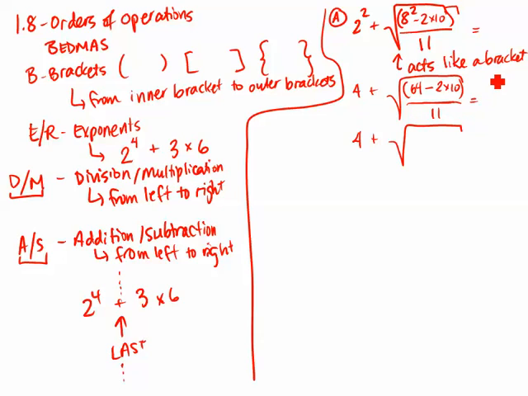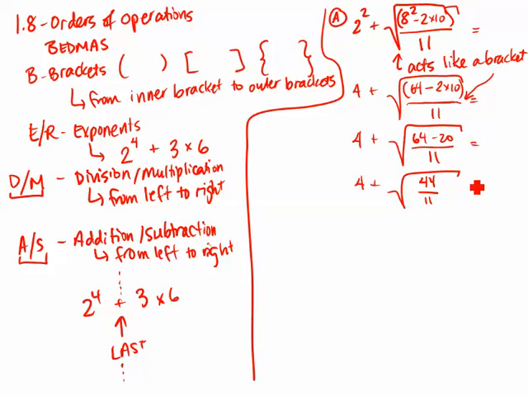Again, a large division sign, or the fraction sign, also acts like a bracket, which means that everything above that has to be solved first before I do this division over the 11. So I solve everything above it first. So everything on top, I do 64 minus 20, divided by 11, 4 plus. I still continue to solve the top of this fraction. 64 minus 20 is 44 over 11.